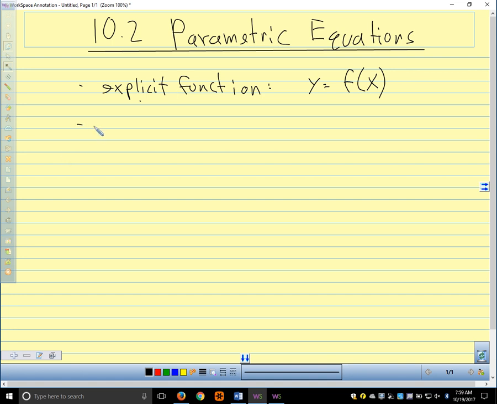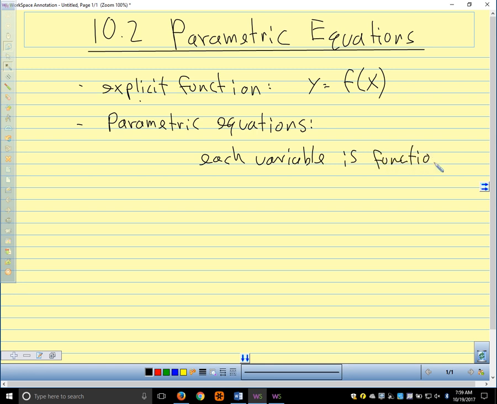What we're going to do in Chapter 10 is talk about parametric equations. And what happens with parametric, I'll say not functions, equations, because we have a pair of functions. Each variable is a function of a third variable. And we call the third variable the parameter.